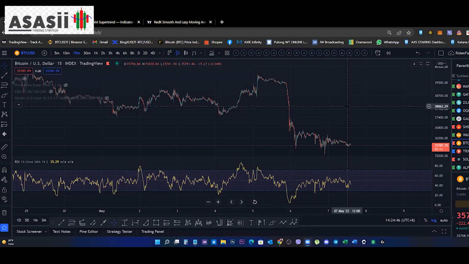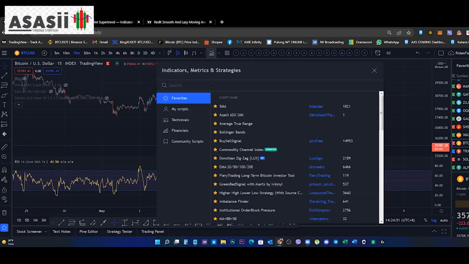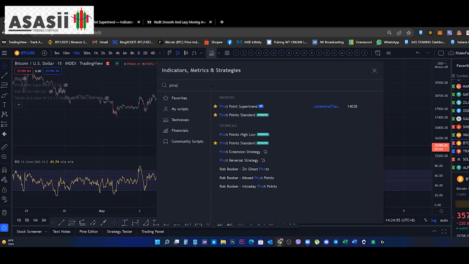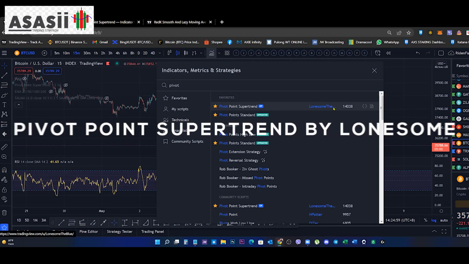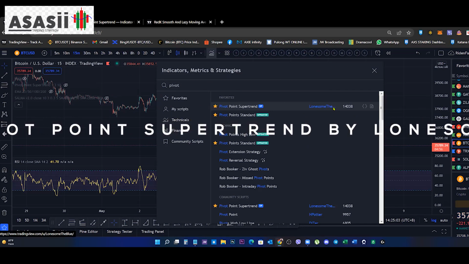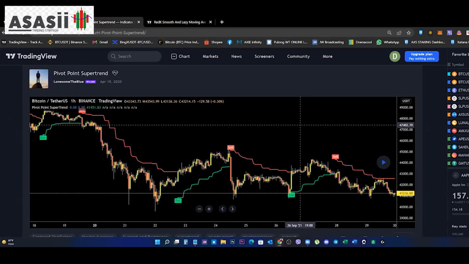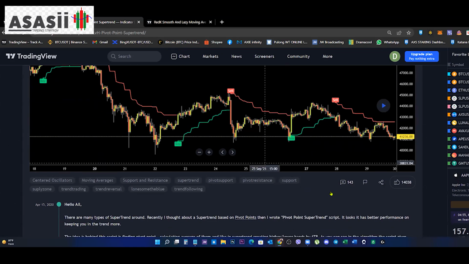So the name of the indicator, you can search in TradingView indicators, metrics, and strategies. Just type Pivot Point Supertrend by LGB. Okay, I will add the link of this indicator so you can add it to your favorites. So you can just add to favorites, and it will look like this one.